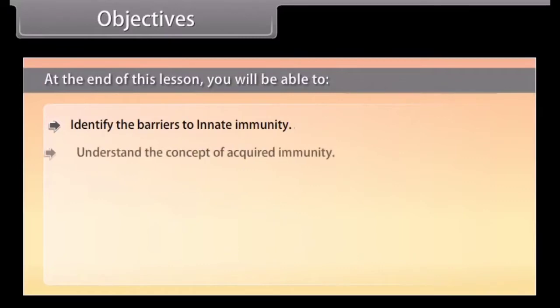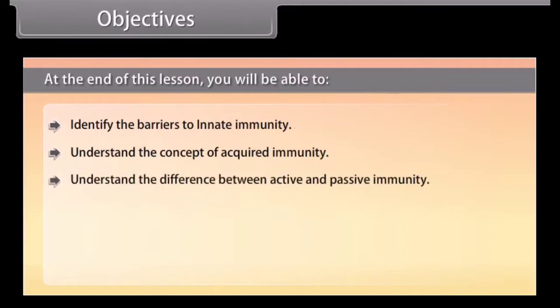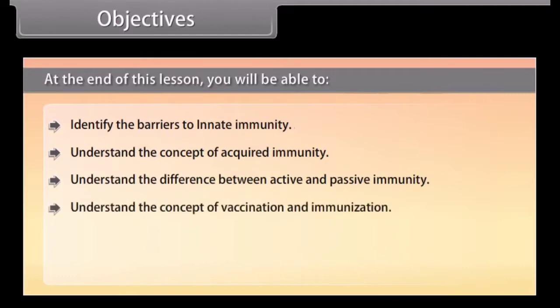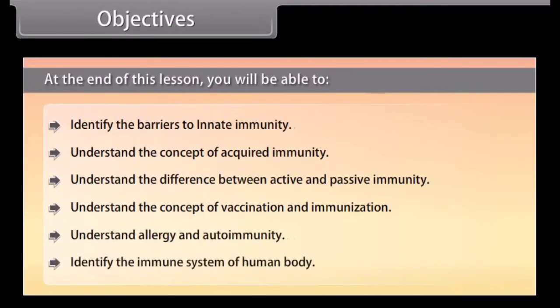Objectives. At the end of this lesson, you will be able to identify the barriers to innate immunity, understand the concept of acquired immunity, understand the difference between active and passive immunity, understand the concept of vaccination and immunization, understand allergy and autoimmunity, identify the immune system of the human body.